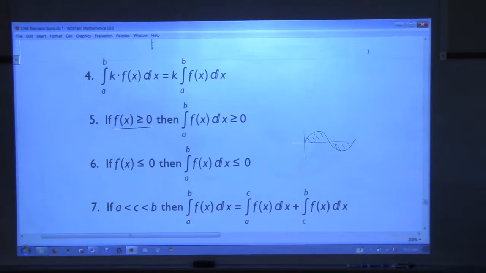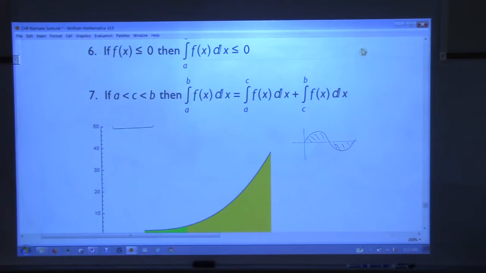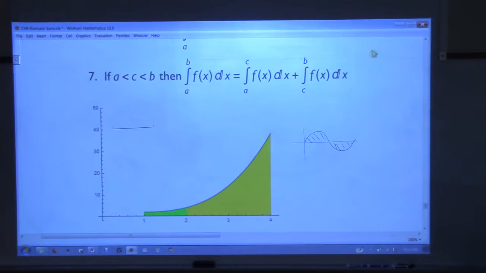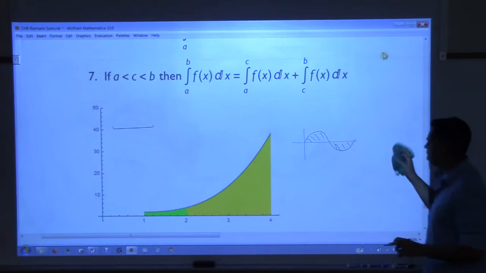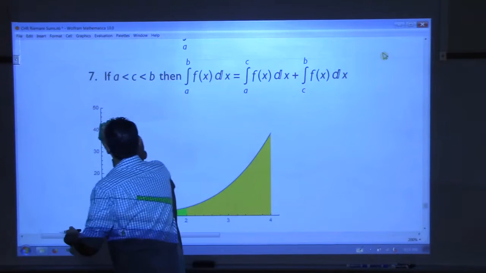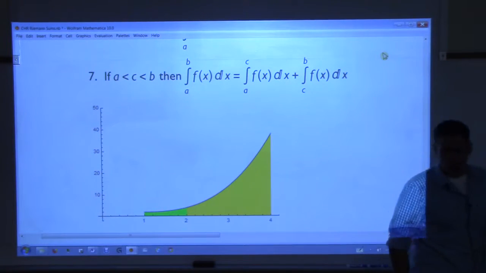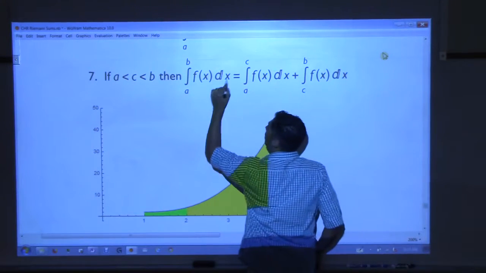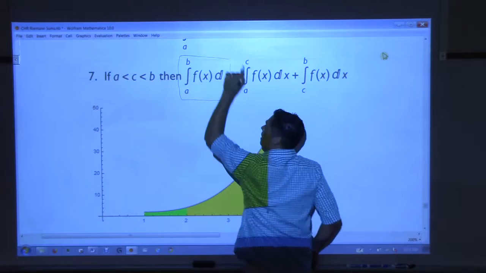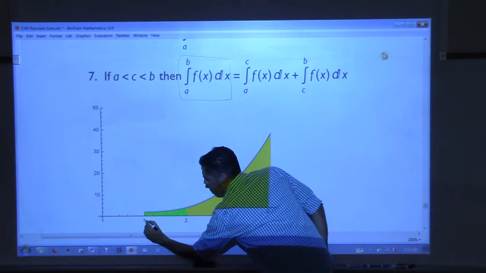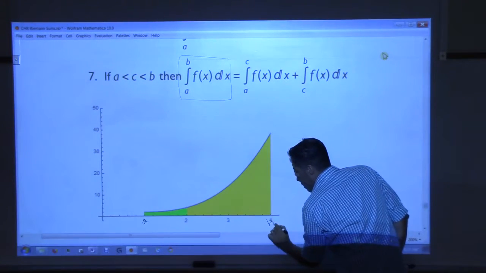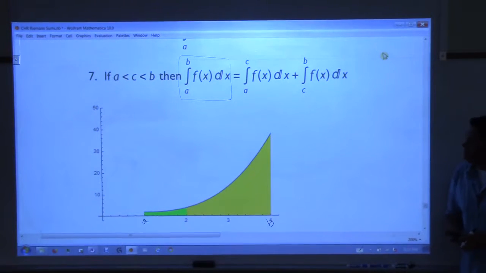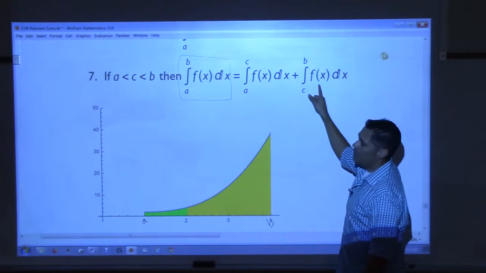Yeah? Now, property 7 is one that we're going to use today. And it's pretty important. All right, so let's say we're trying to find this integral here, right? So we're trying to go from A to B. So I'm going to label this A, even though that says 1. I'm going to say A, and here I'm going to say that that's B. Let's say we're trying to go from A to B. This property says that we are allowed to split this up into 2 integrals and add them together.